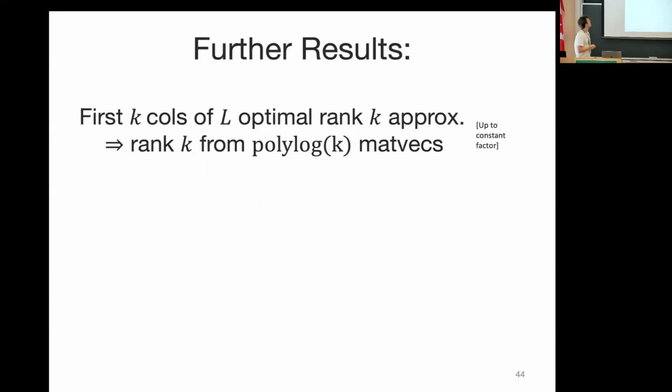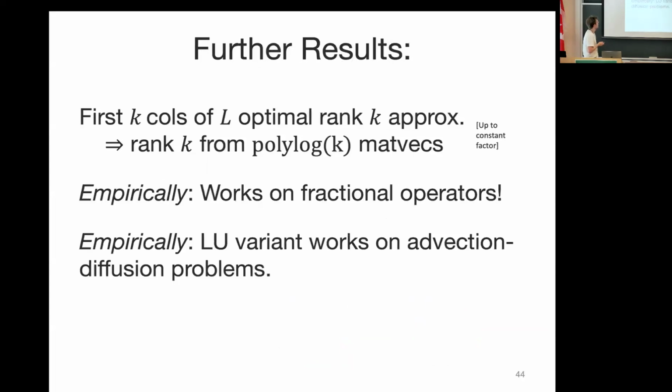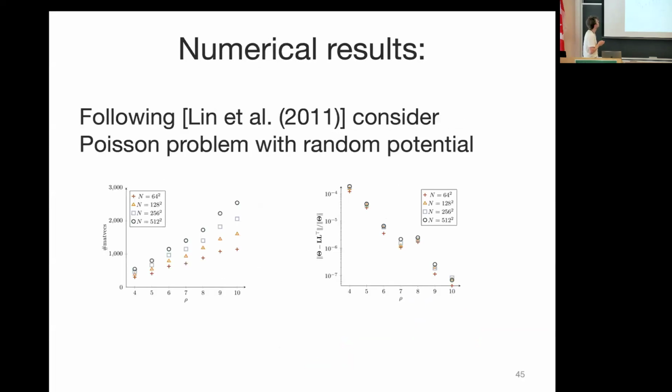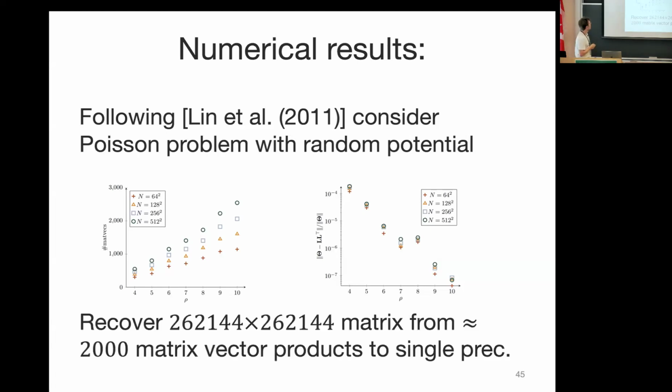Okay. There are some further outcomes that I write. So maybe I just move directly to some numerical experiments. So I mean, right, we can apply this now directly to the same example as in the Lin et al. paper, and we see nicely that as we increase the rho, the error goes down exponentially, which is predicted by our theory. And so, for instance, we can recover this 200,000 by 200,000 elliptic problem from about 2,000 matrix vector products.